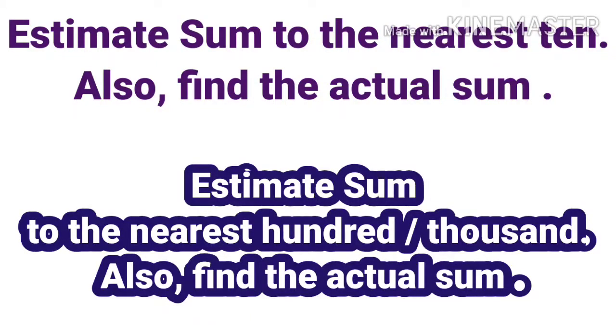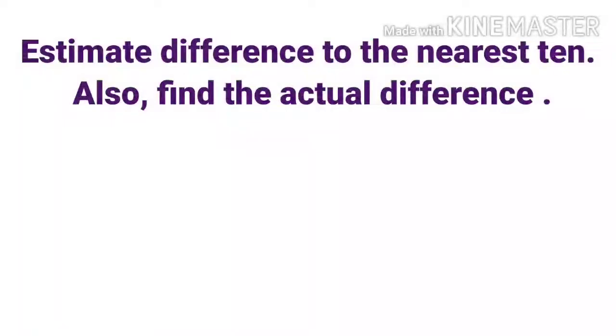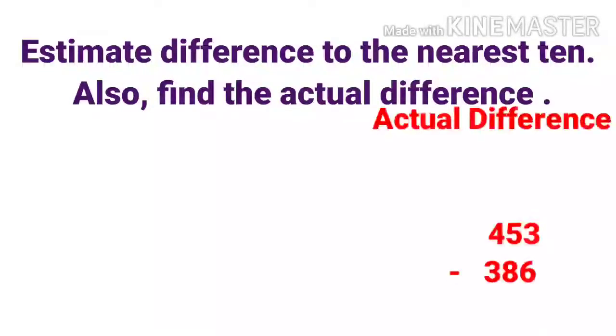Similarly, we can find the estimated sum to the nearest 100 and also to the nearest 1000. Now let's see the difference. Estimate the difference to the nearest 10, and also find the actual difference between 453 and 386.